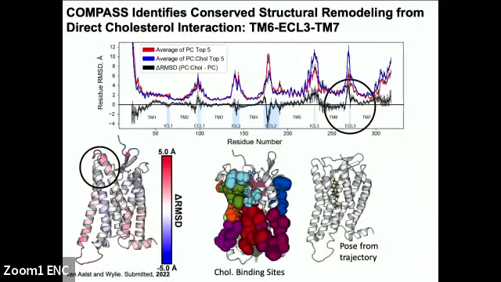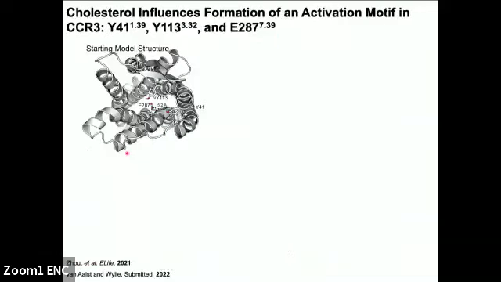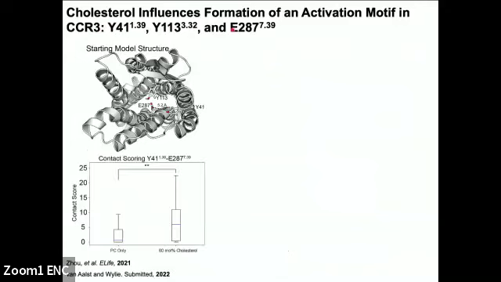But what was really dramatic here was that if we looked at the orthosteric binding pocket, which in the case of these receptors, you have to have 2 tyrosines and a glutamic acid come close to each other in order to have the second step of signal transduction. We found that the average contact scores for these 3 residues in the cholesterol-rich bilayers was significantly greater than in the POPC-only bilayers.